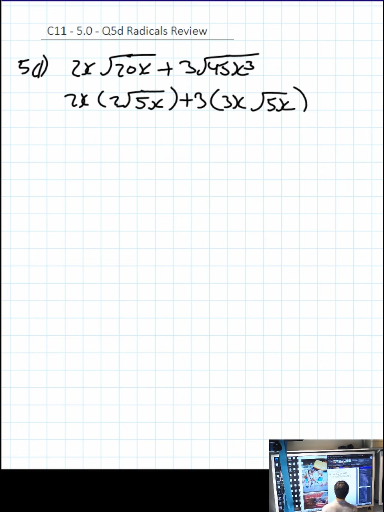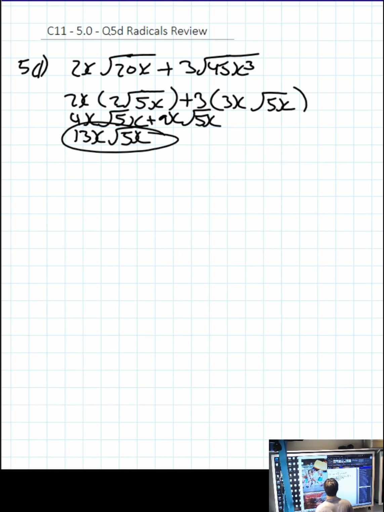Okay, we can multiply our numbers in front. So we have 2x times 2, which is 4x root 5x, plus 9x root 5x. So we have the same type of root, so we can simply simplify the coefficients if we can. 4x plus 9x is 13x root 5x. Circle our answer. Awesome.